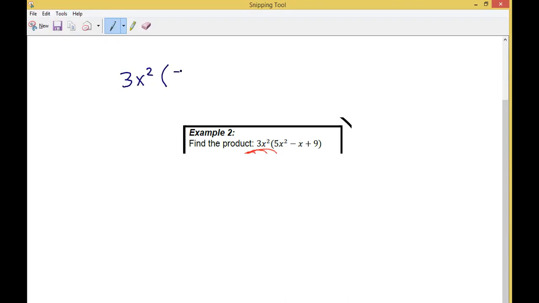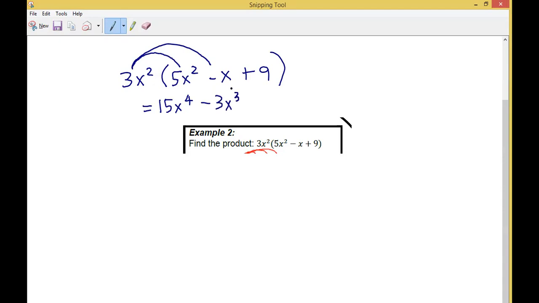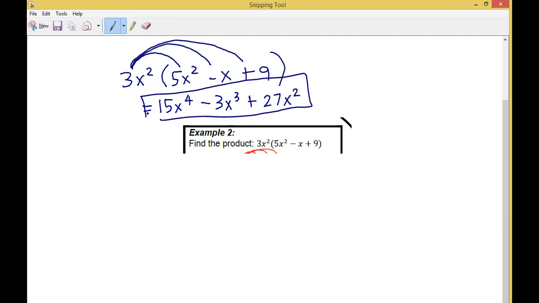3x squared times 5x squared minus x plus 9. The first is we do the distributive property. So 3x squared times 5x squared, that's 15x to the fourth. The next one, 3x squared times minus x, that's positive times negative, it's negative 3x cubed. Next, 3x squared times 9, positive times positive is positive. So you have 27x squared. This is our answer.